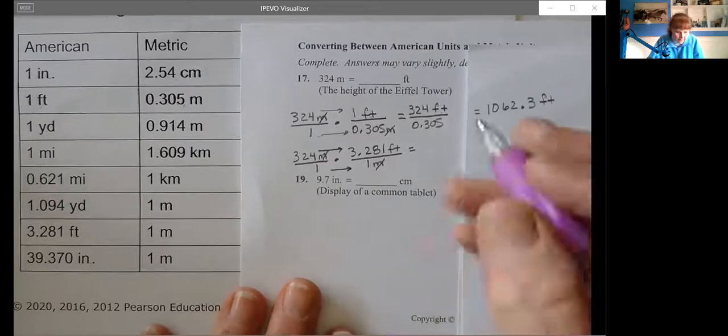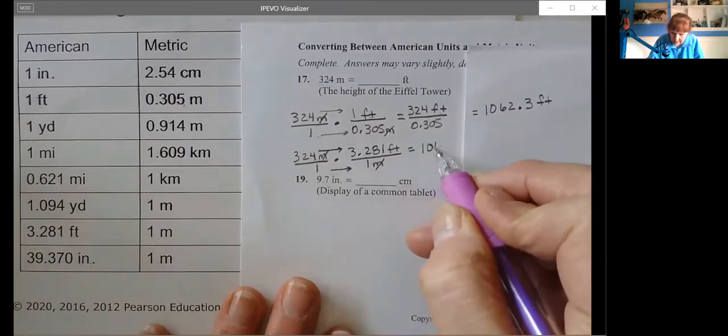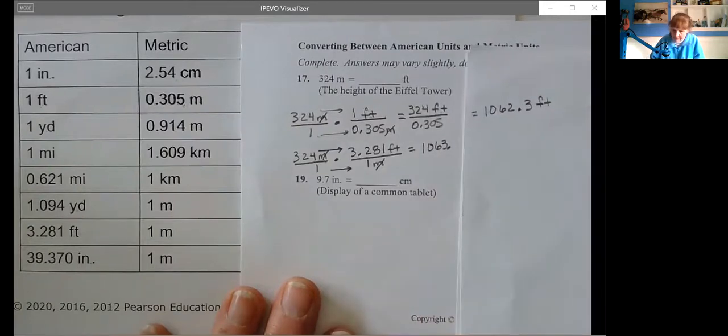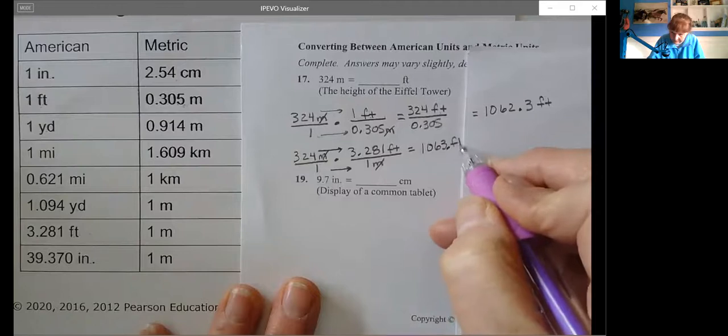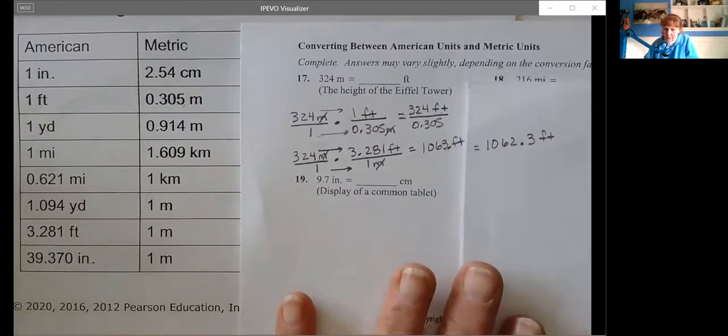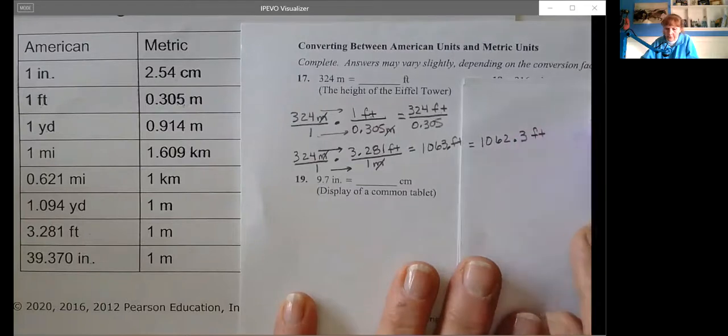Well, this one gives you 1063.04 feet. We'll just round off to the nearest foot. So again, the answers may vary slightly depending upon which of the unit conversions you're going to use. They should accept more than just one value. These should both be acceptable in MyMathLab. If you look at the directions, depending upon the conversion factor used, the answers may vary slightly.